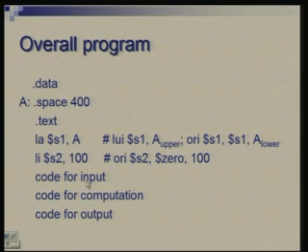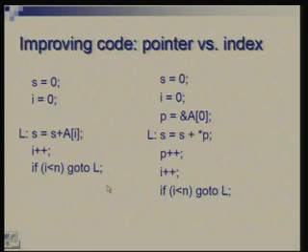You need some code to input the data, to fill up the array for which you are going to perform the sum. Then there is code for computation, which we have seen already, and there will be some code for the output. Once you have done the summation, you have to output the result. I am skipping the details of input and output code, we are discussing that in tutorials. Now, we have written some code which works, but can we improve it?